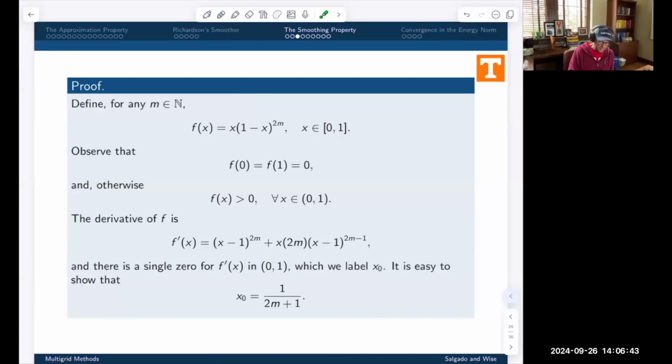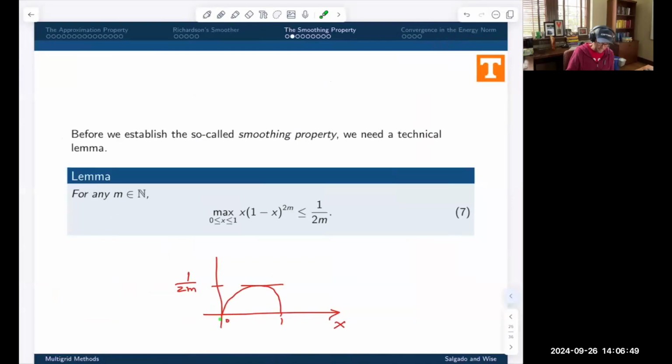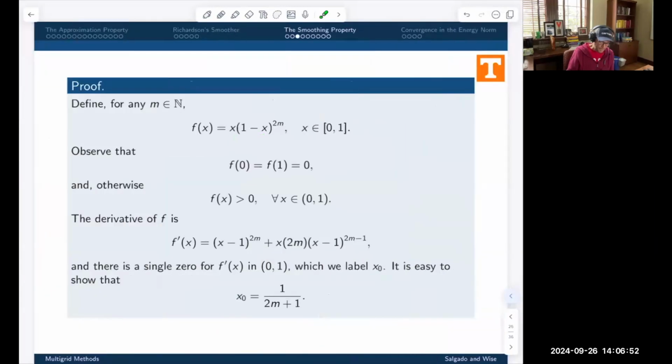The other thing we can observe is that f at 0 and 1 is equal to 0. That's fairly simple to see, and of course, that's what I've plotted here. Otherwise, f is a positive function on that interval. I probably should have added here that f double prime of x is less than 0 on 0, 1. Something you can check.